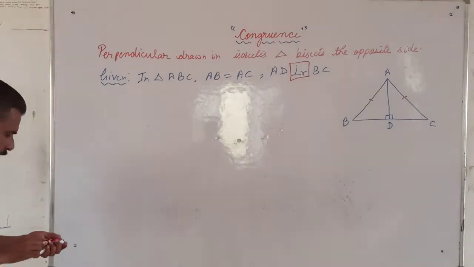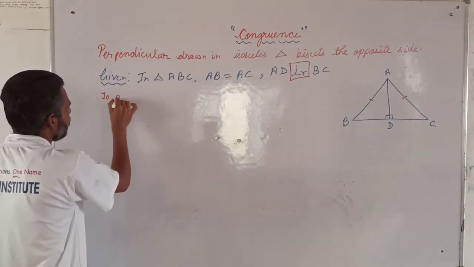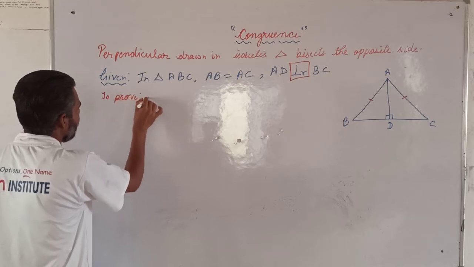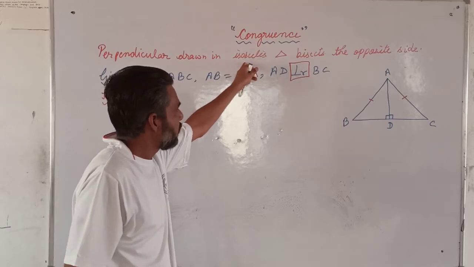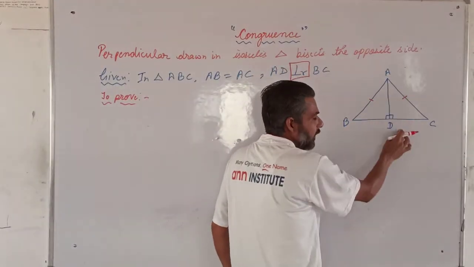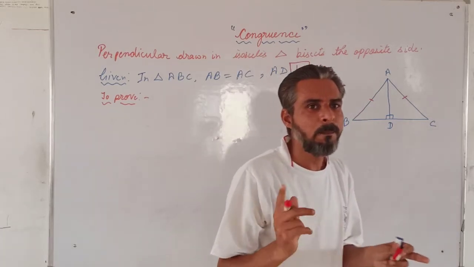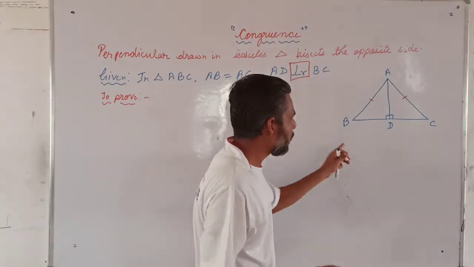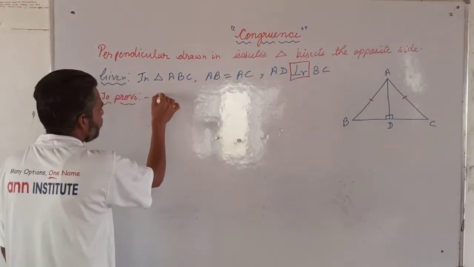Now we have to prove. What we have to prove? Perpendicular drawn in an isosceles triangle bisects the opposite side. We have to prove that this AD is bisecting BC. Bisecting means two equal parts. Two equal parts are divided means we have to prove BD is equal to CD.